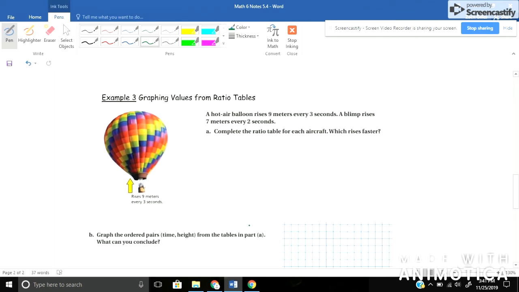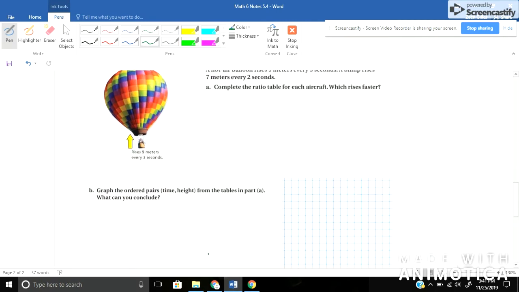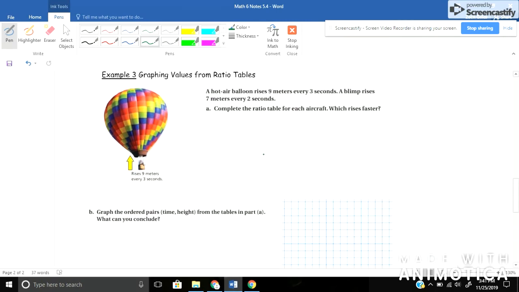And moving on now to the last example today, where you have to graph a value in a ratio table. Okay, and it says that a hot air balloon rises 9 meters every 3 seconds, and a blimp rises 2 meters every 2 seconds. Okay, complete a ratio table for each aircraft. All right, so we've got a hot air balloon, and we've got a blimp. And let's make ourselves a ratio table here.